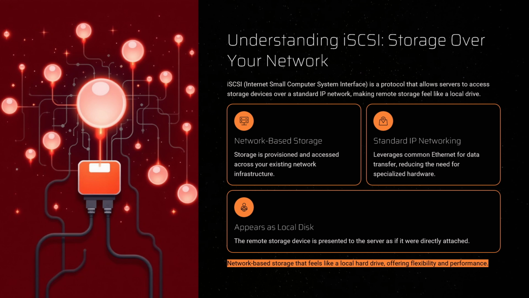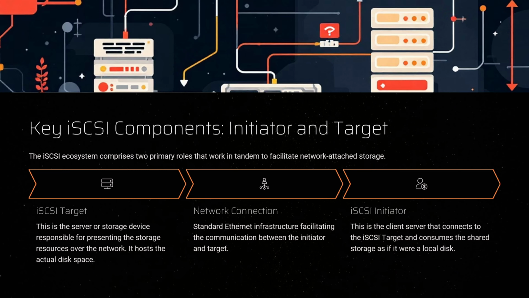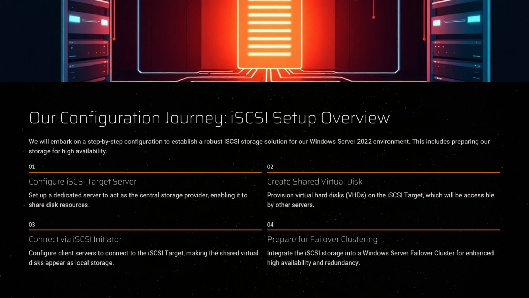For this, iSCSI is used. iSCSI allows a server to provide storage over a network, and other servers can use that storage as if it were a local hard disk. The server that provides storage is called the iSCSI target. The server that connects to and uses the storage is called the iSCSI initiator. Now, let's configure this step by step.